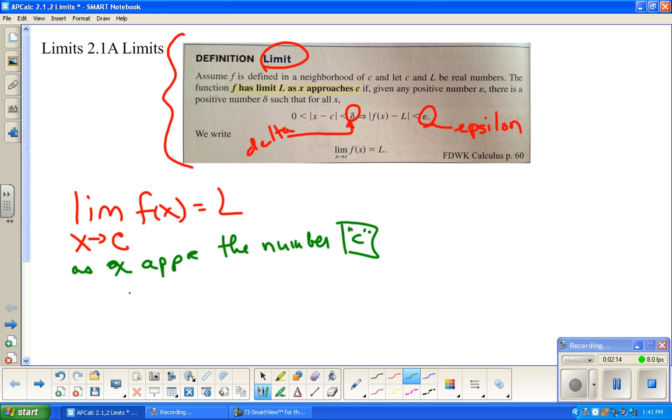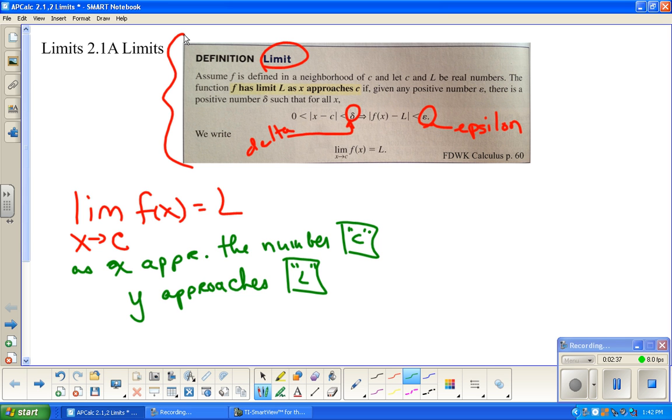Y approaches, and by approaches I just mean it gets closer and closer and closer to some number, whatever that number is, and we're just saying L. So we're just saying that as x approaches some value, this is what y is getting closer to. As x gets closer and closer to some value, this is what y gets close to.